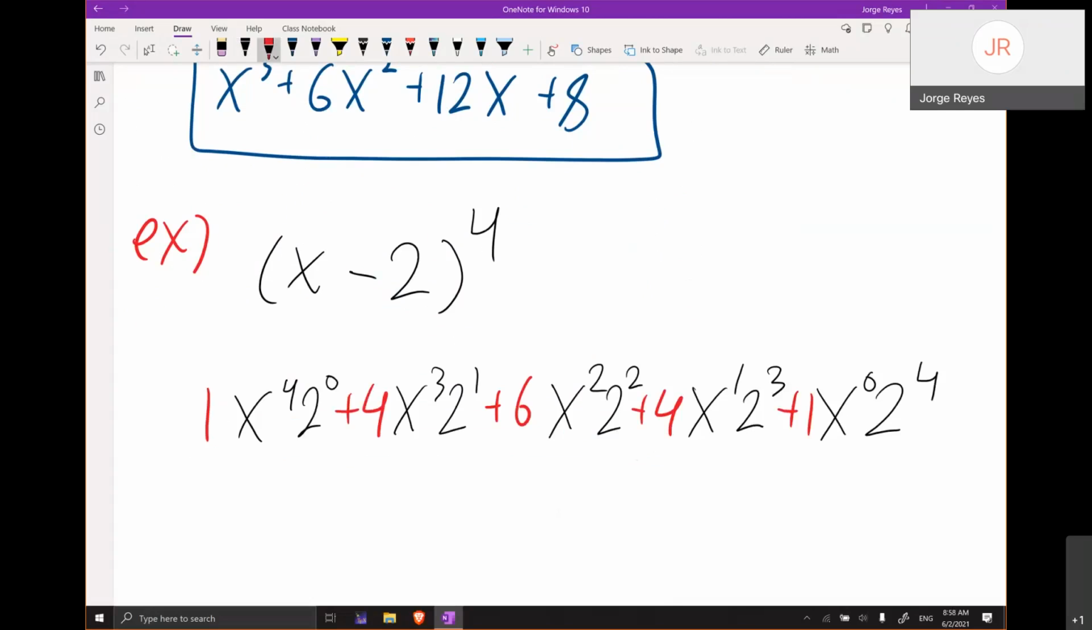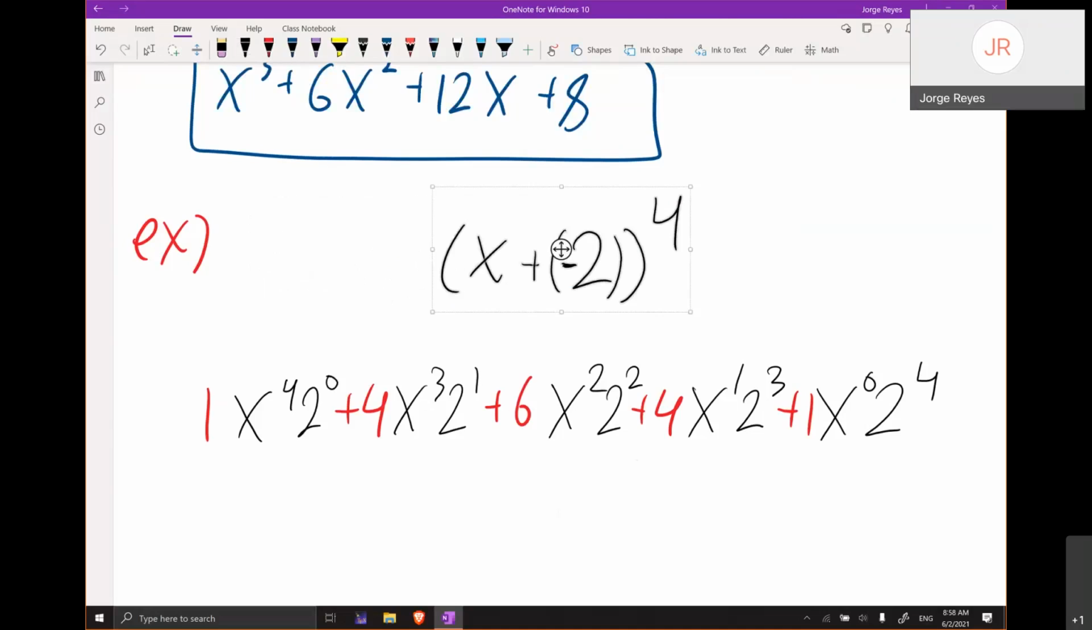Okay, actually, I made the mistake. All right, the mistake is that minus 2 is actually just plus negative 2. Okay, that's the mistake I made. So what you should have done, and what I should have done, okay, so x minus 2 to the 4, okay, is this 2 should actually be negative 2, okay.